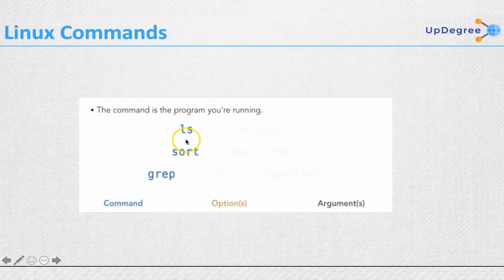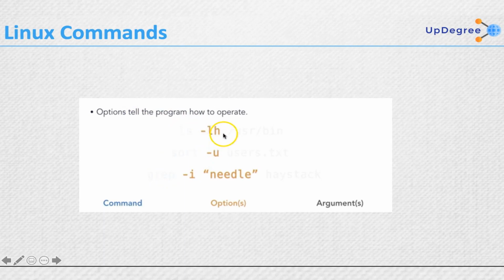Okay, here we have the commands, which are ls, sort, grep. Then we have the options: -lh, -u, -i. And finally we have the argument, which is whatever directory or file that you want to look at.